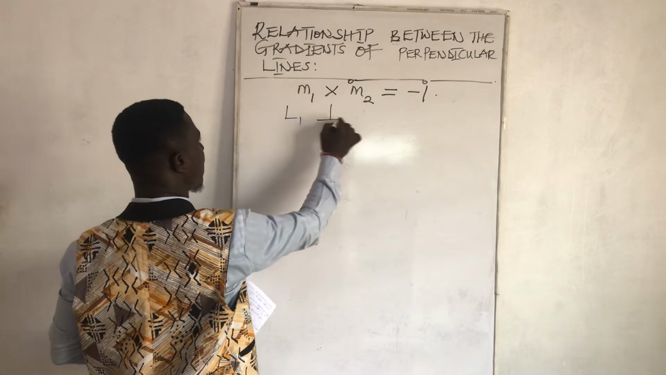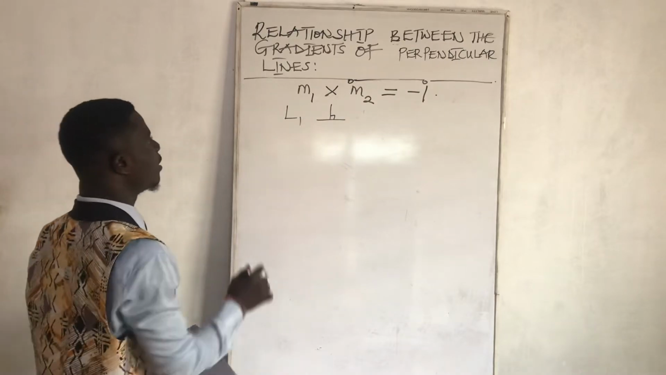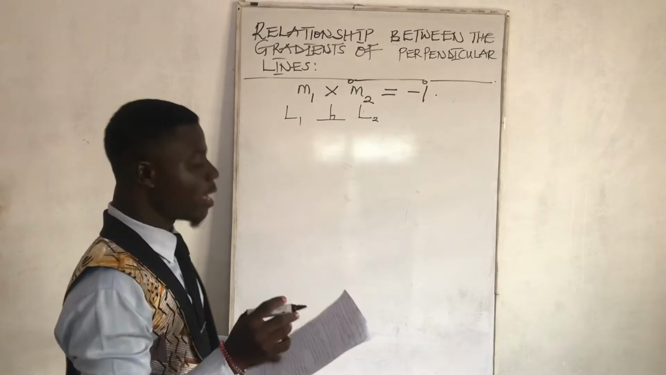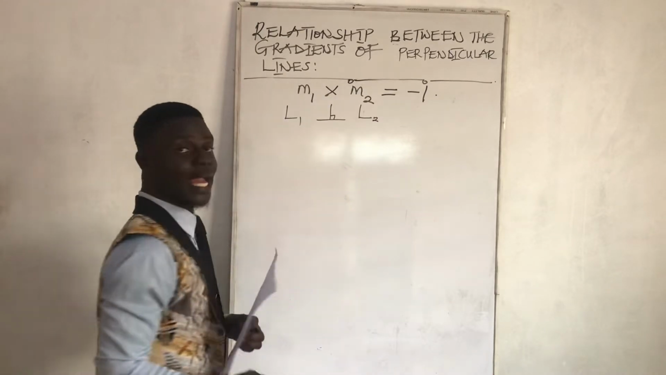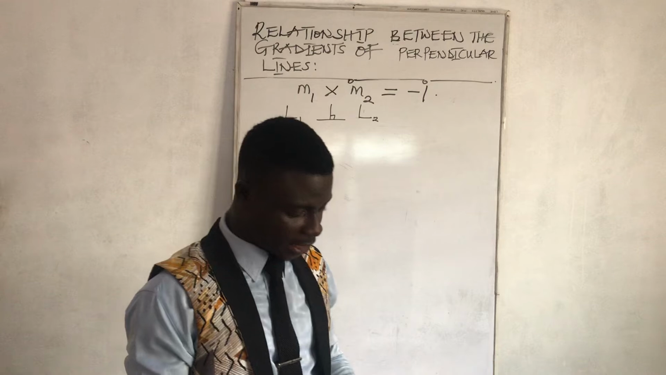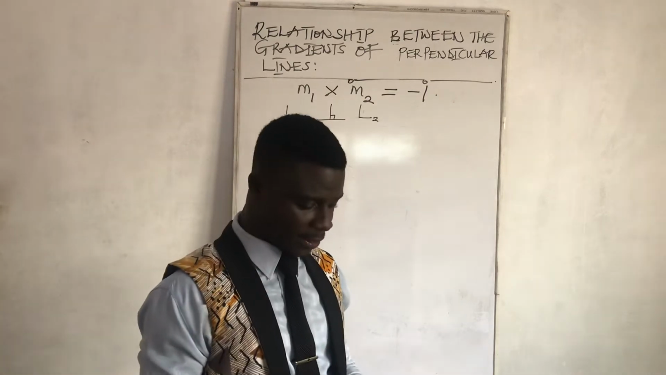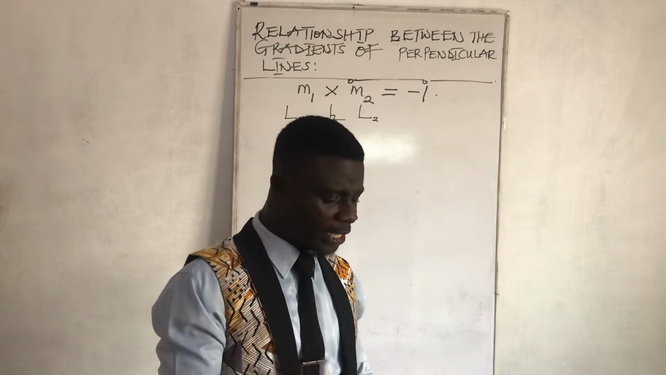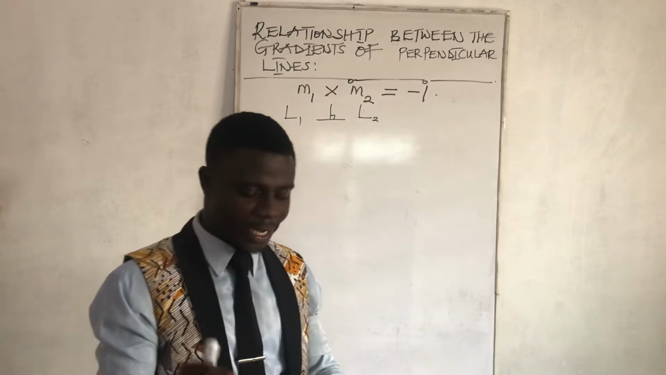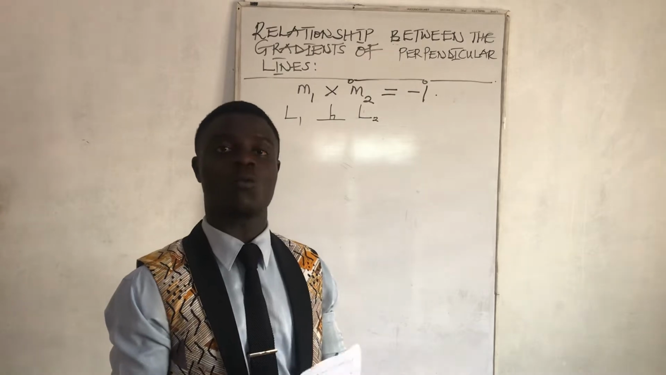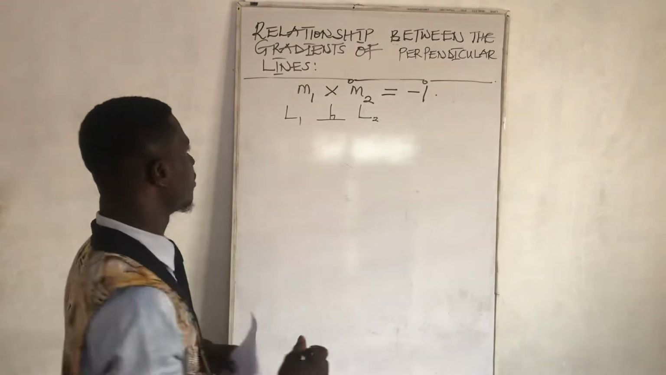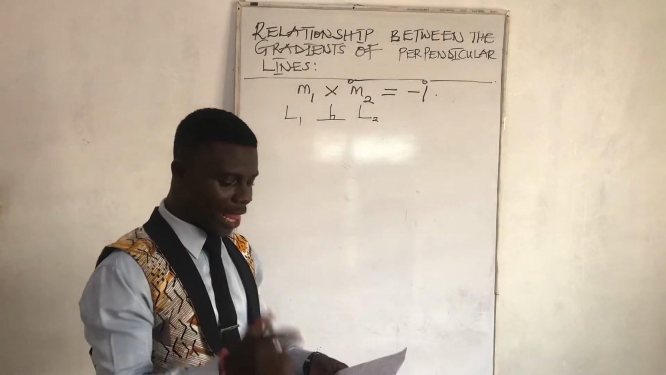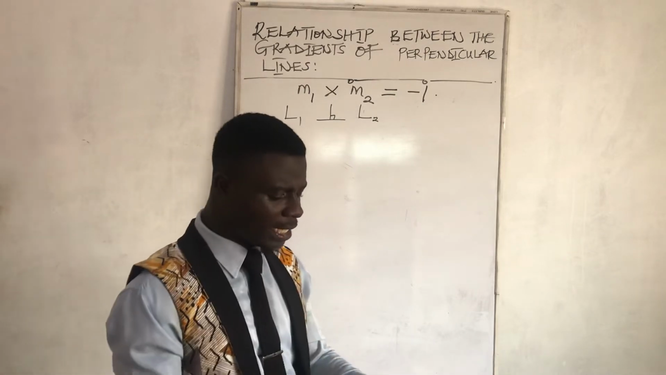If L1 is perpendicular, so that's a symbol for perpendicular, if L1 is perpendicular to L2, then m1 times m2 must be equal to -1. In other words, for any two lines, L1 and L2, if the gradient of one is m, the gradient of the other is -1 on m.